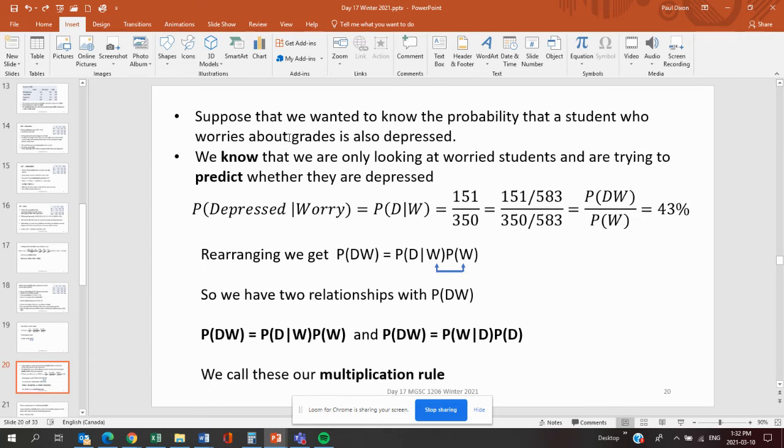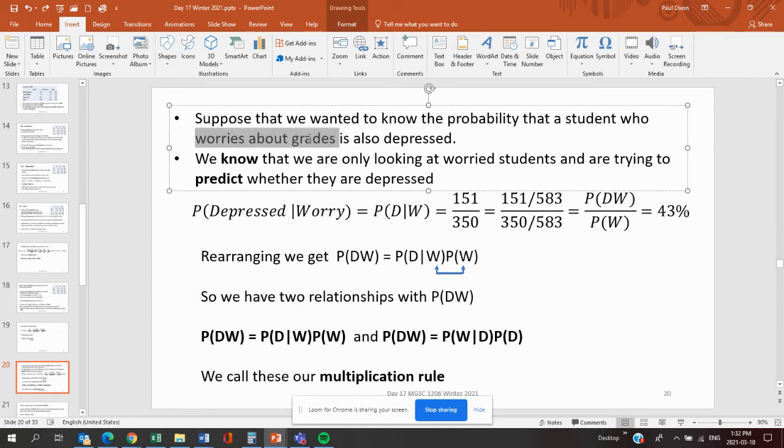If I flip the question around, so I'm looking at those that are worried, what's the chance that a student who worries is also depressed? So we're looking at worried students, trying to predict whether or not the student is depressed. 151 have both characteristics out of 350, because we're only looking at worried students. You get 43%, fine.